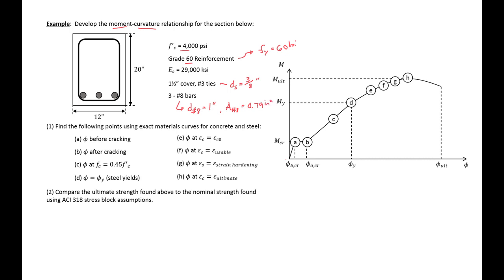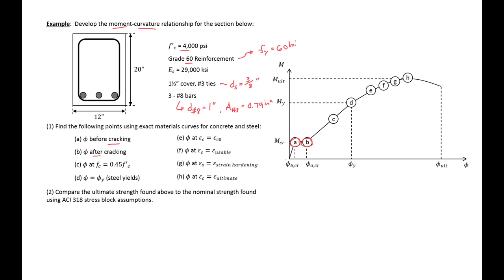We're going to find several different points. We'll find a couple different points within our linear elastic range. So initially before cracking, corresponding to A here. After our section cracks, we're going to undergo some inelastic rotation here as our concrete stress transfers from our concrete that cracks to our steel. So B is immediately after cracking.